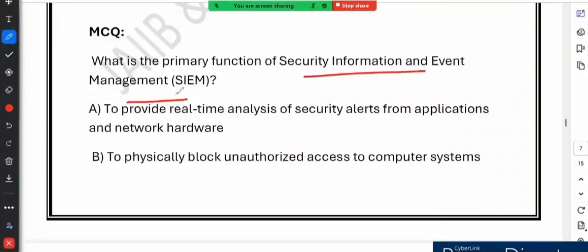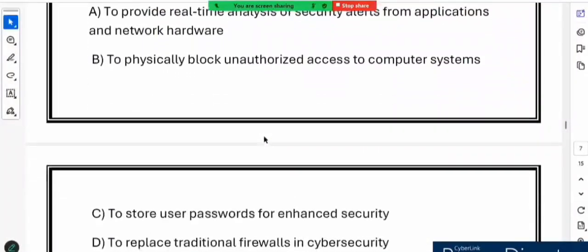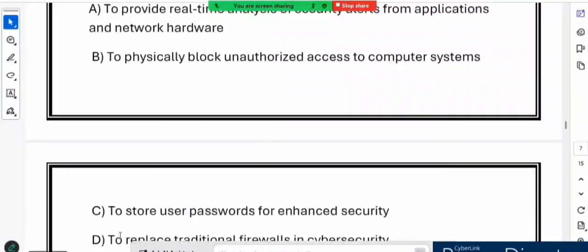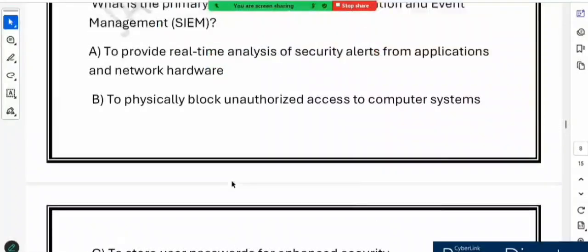The primary function of SIEM, that is security information and event management. What is the primary purpose of it? Option A, to provide real-time analysis of security alerts from applications and network hardware. Option B, to physically block unauthorized access to computer systems. Option C, to store user passwords for enhanced security. Option D, to replace traditional firewalls in cybersecurity.